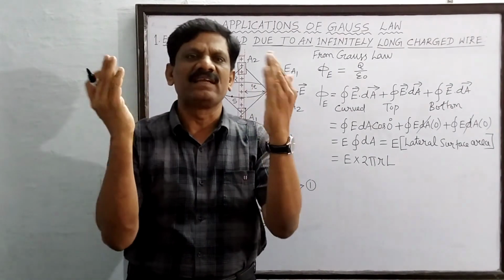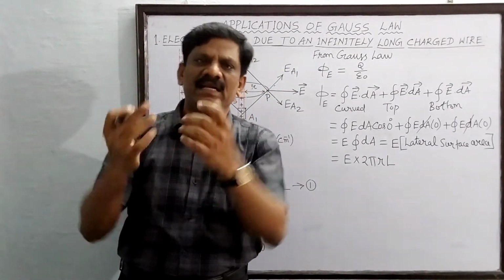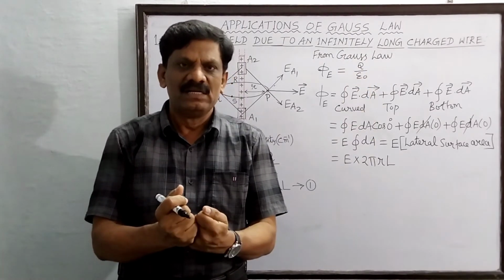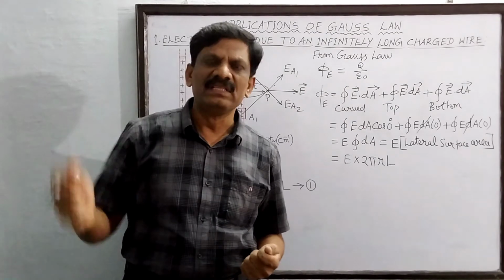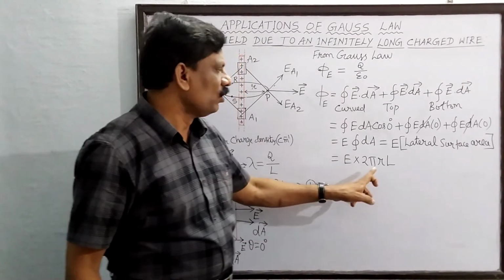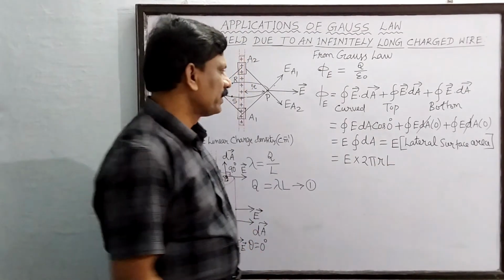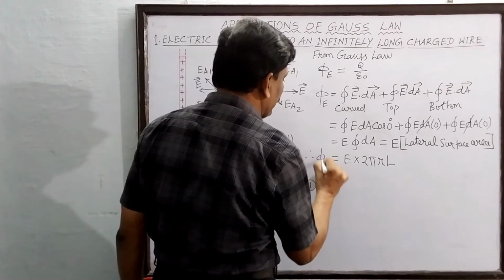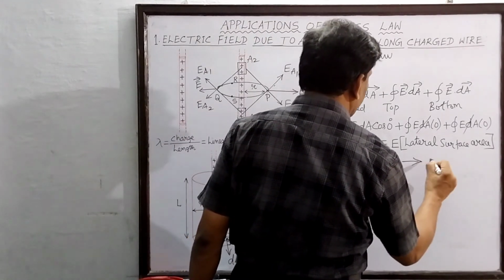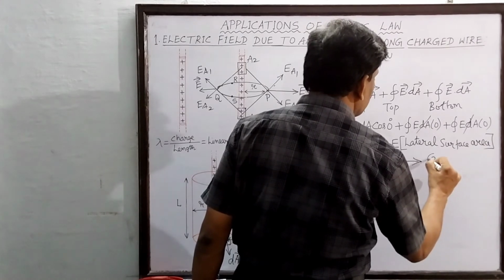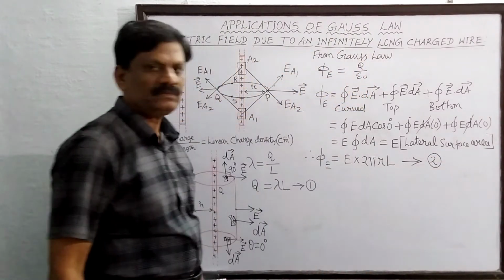So that lateral surface area, imagine if it is cut and opened, it will become a rectangle. So that the length is 2 pi r and the width is L. So 2 pi r into L. Okay, so this is therefore phi E is equal to E into 2 pi r into L. So this is equation 2.